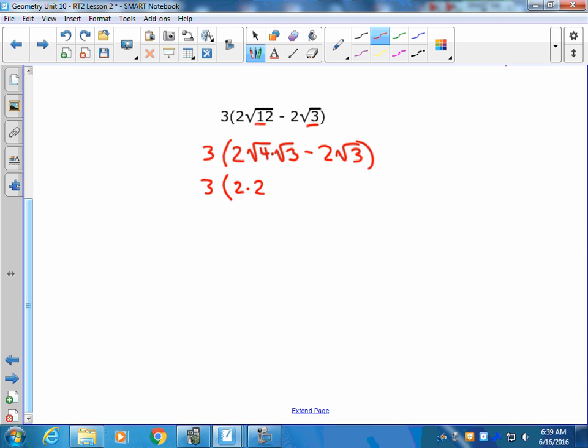So we've got 2 times square root of 3 minus 2 square root of 3. Now we can finally finish the inside. We've got 4 square root of 3 minus 2 square root of 3. So we've got 2 square root 3 for that value. And then, once again, it's always just number times number. We don't multiply by the square root. It's almost like a variable x. So we end up with 6 square root 3.